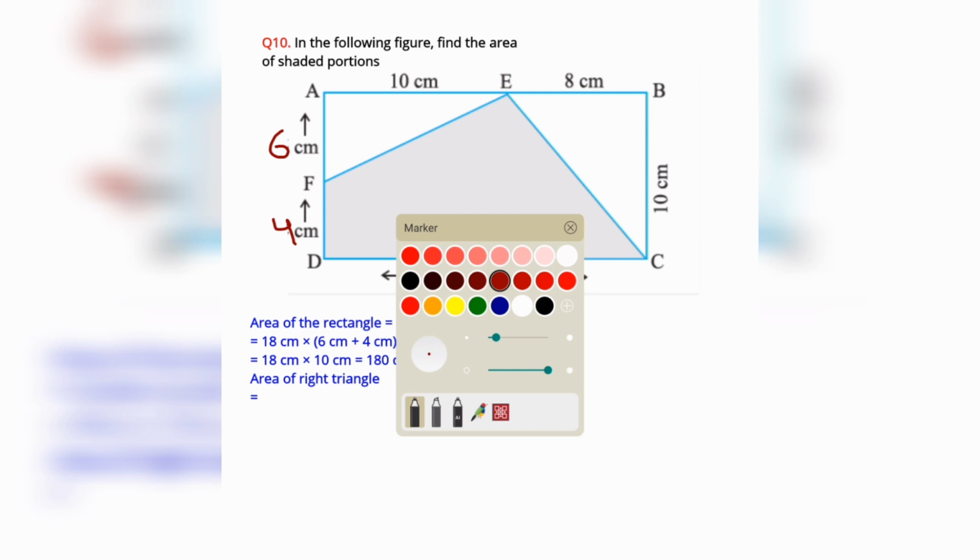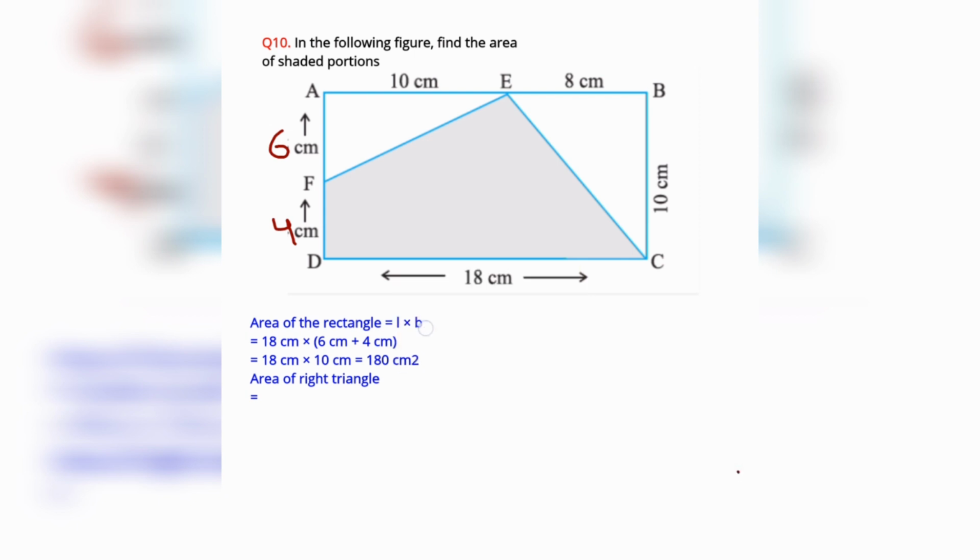So we'll find the area of the rectangle. Area of rectangle is equal to length into breadth. Length is given to us, 18, and breadth is 10. So on this side it is given 6 plus 4. So we did it, 6 plus 4, 10. 18 into 10, 180 centimeter square.